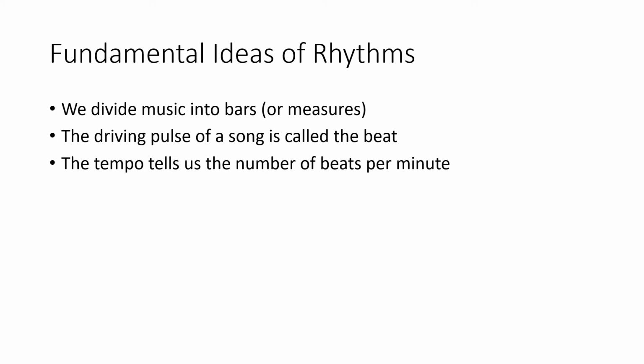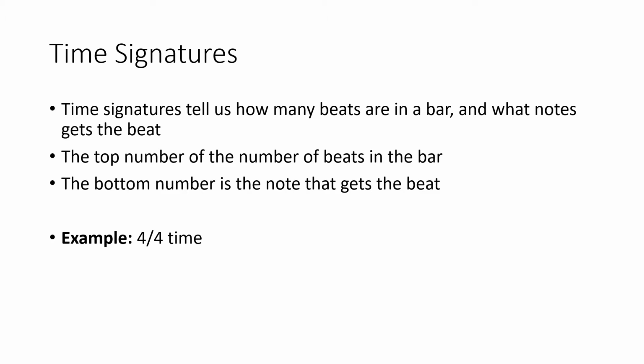So the general idea is that as long as we have the idea of tempo and a beat in our heads, we'll be able to play different rhythms with those beats. And one of the things that's going to help us do that is the idea of time signatures. A time signature tells us how many beats are in a bar, as well as what note gets the beat. So the top number represents how many beats are in a bar, and the bottom number represents which note is getting the beat. For instance, 4/4 time is a very common time signature.